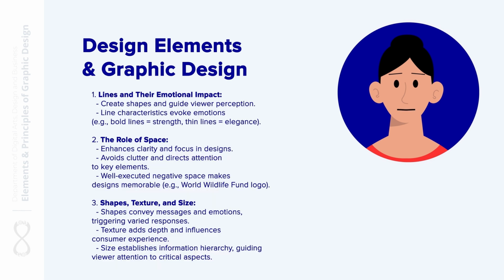In summary, the following design elements play an important role in achieving effective graphic design. First, lines and their emotional impact. Lines are fundamental in graphic design, serving as building blocks that create shapes and guide viewers' perception. The characteristics of lines, such as thickness and curvature, can evoke different emotions. Bold lines suggest strength, while thin lines imply elegance.